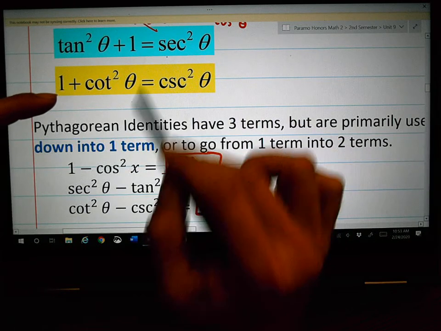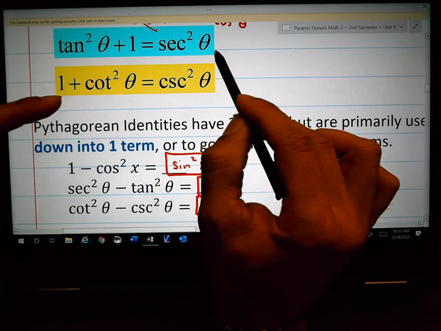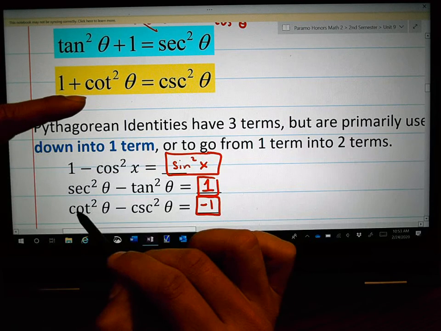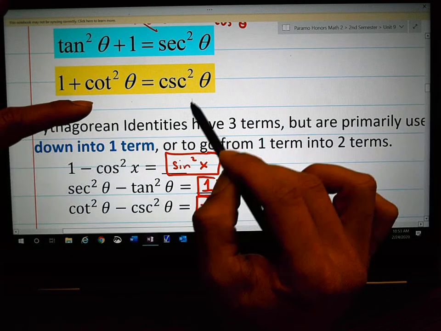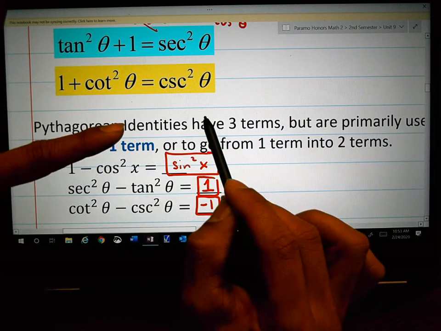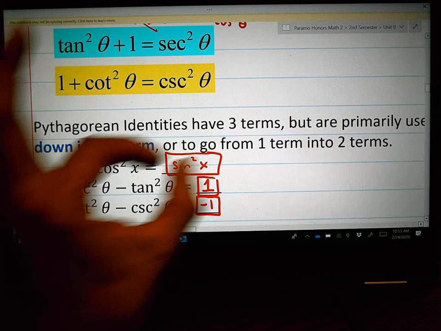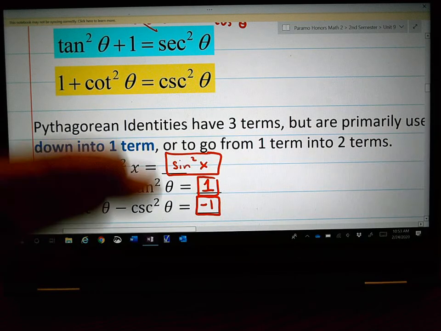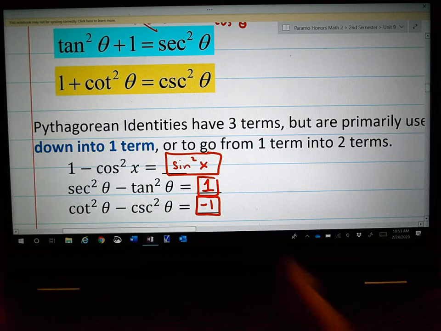If you subtract tangent squared and subtract tangent squared, it's equal to a +1 for this one. Now, cotangent squared is positive, and you're subtracting cosecant squared over here. You want to move the 1 to the other side of the equal sign so that it's by itself. You have to subtract the 1 over there. That's what it's equal to, a -1. Sometimes it's 1, sometimes it's -1, sometimes it's sine squared. But you're taking it from 2 terms down into 1 term. I'm hoping that makes sense. Any questions?